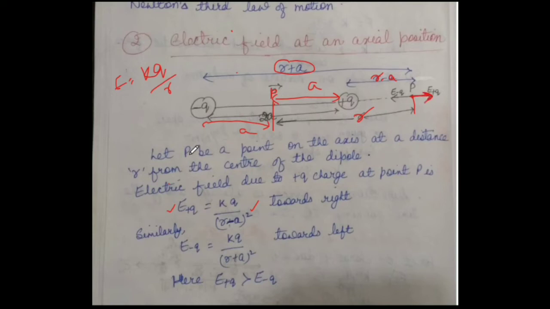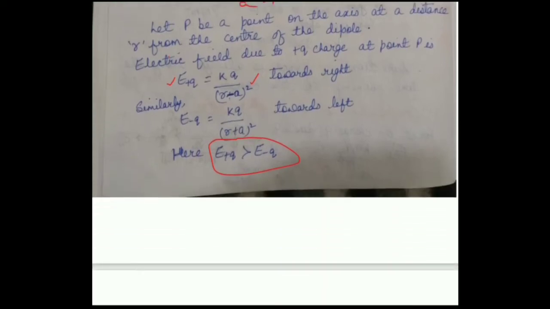Now due to minus q charge, the distance is r plus a, so kq by r plus a whole square. And due to the negative charge, the direction of field is towards that charge, so the direction of electric field due to minus q is towards the left. Now you know, smaller the distance, greater the field. So which distance is smaller, r minus a or r plus a? Yes, r minus a is smaller. So the electric field intensity due to plus q charge is greater than that due to minus q charge. So E plus q is greater than the electric field due to minus q.